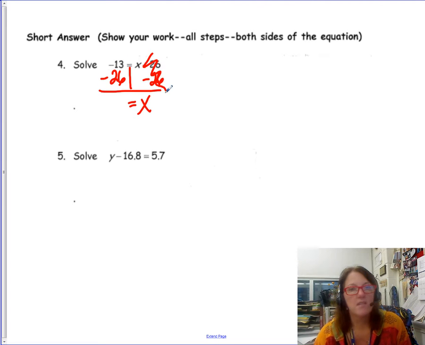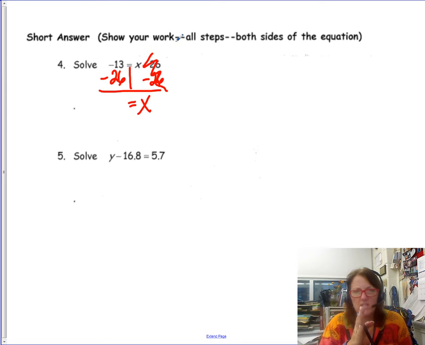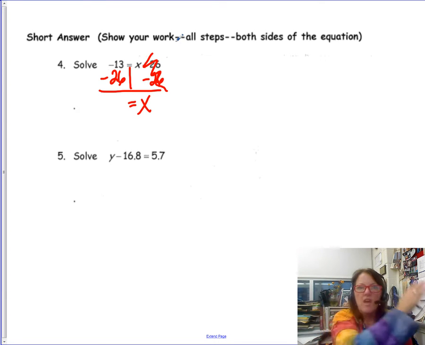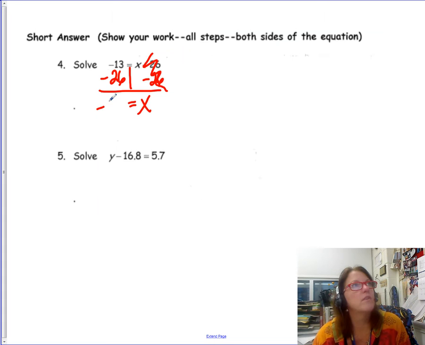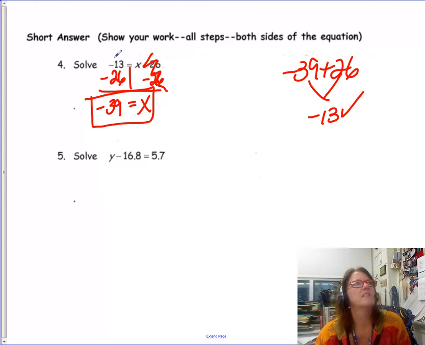Negative 13 minus 26, think. You're already at negative 13, and then you're subtracting more. So you're going further into negative land, and you should end up with this. You've got a calculator, check it out. Plug in negative 39 and add 26. When you do that, see what you come up with for an answer. Aha, yes, that's what you started with. There you go. All right, next one.